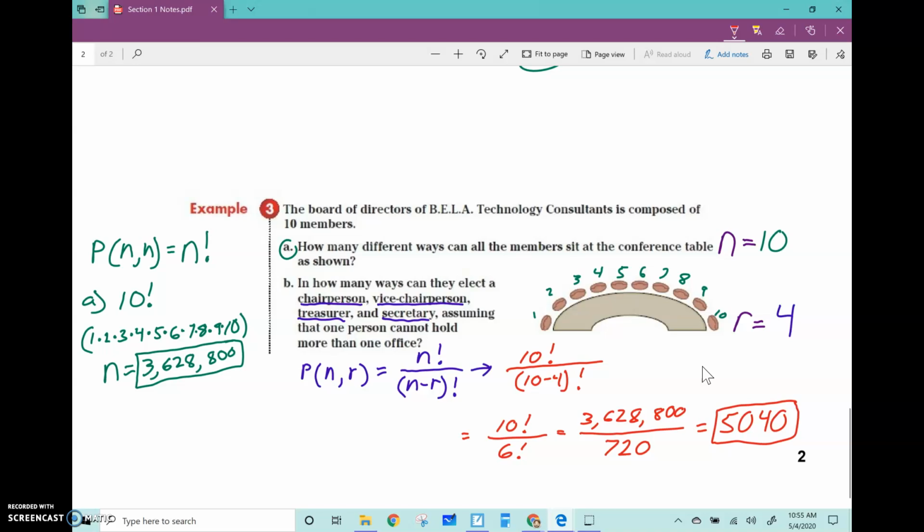Now your assignment will be more straight up calculations. You won't really have to read into these word problems. And you will have to do a tree diagram. So if you have any questions, please feel free to email or message me.